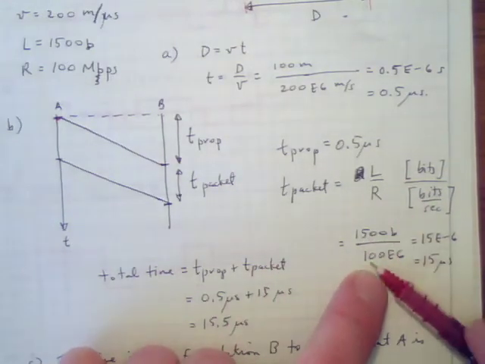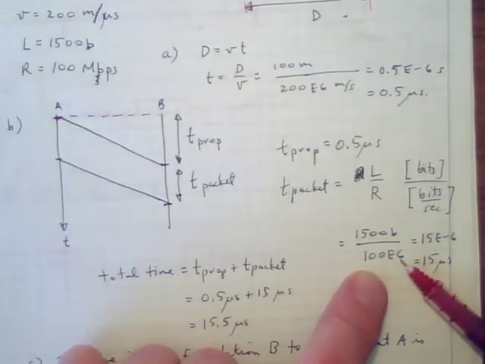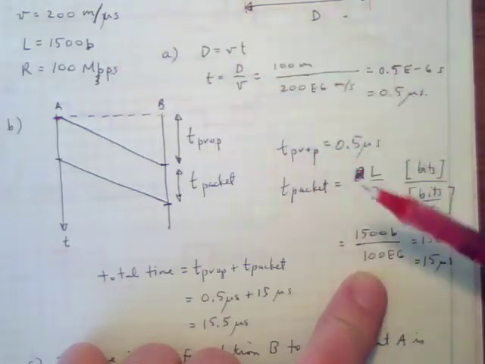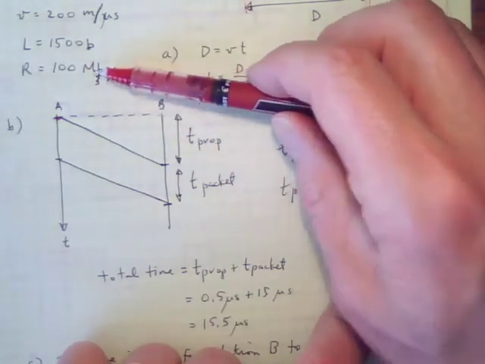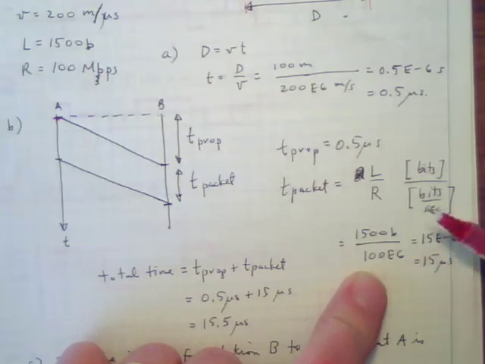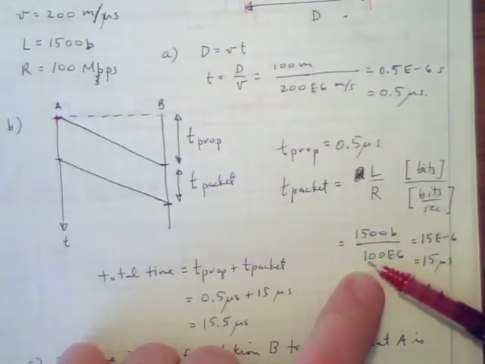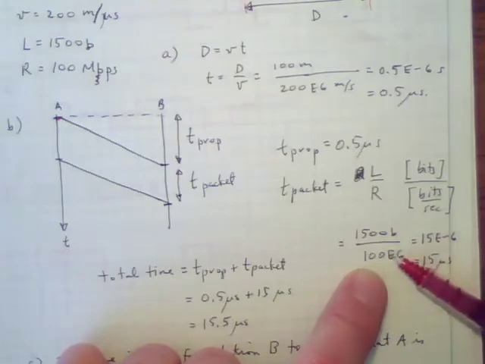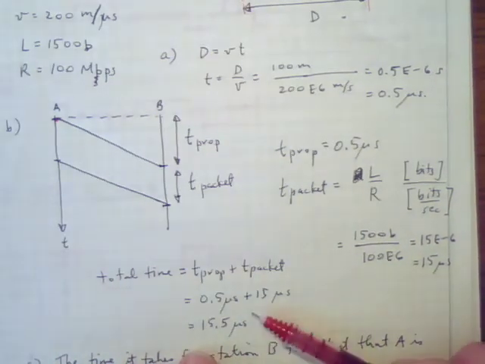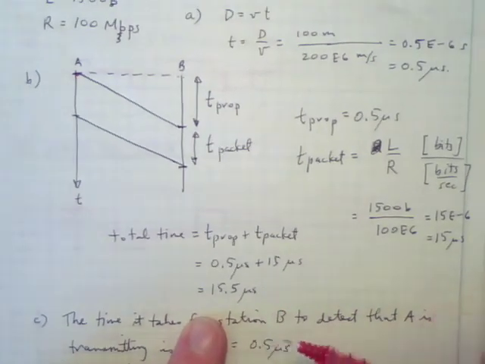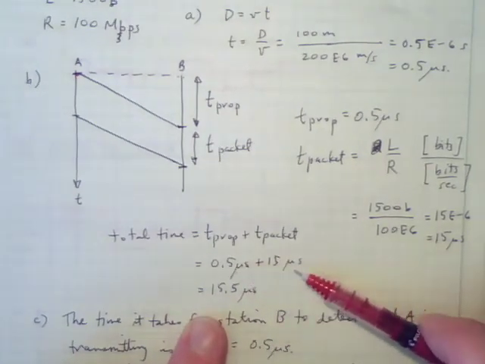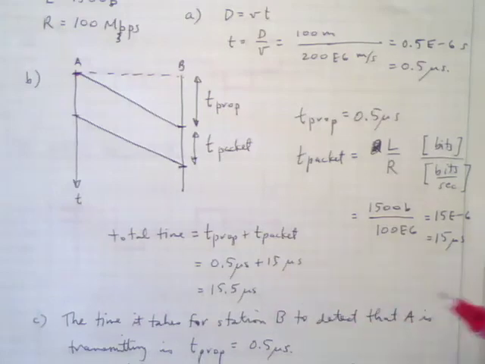L is 1500 bits, R is 100 times 10 to the 6th, which is 100 megabits per second. Notice I've taken the mega and turned it into an E6. And again, we don't need a calculator. 1500 divided by 100 is 15 times 10 to the minus 6th, or 15 microseconds. And so you can see here the total time is half a microsecond plus 15 microseconds, or 15.5 microseconds.